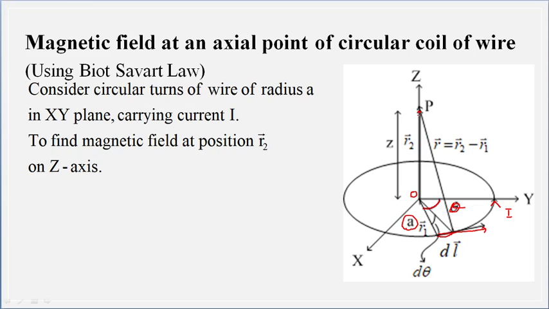Now beside that, we call this distance z. This z is a constant, since it is a given point. Now this dl can be any part of that loop.